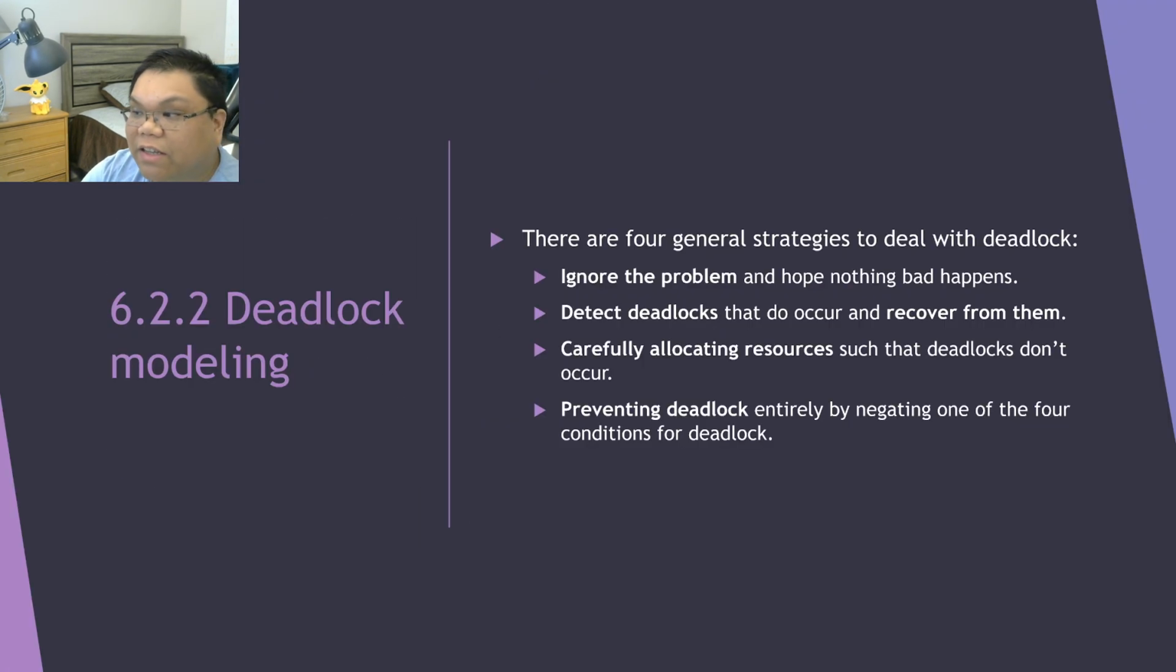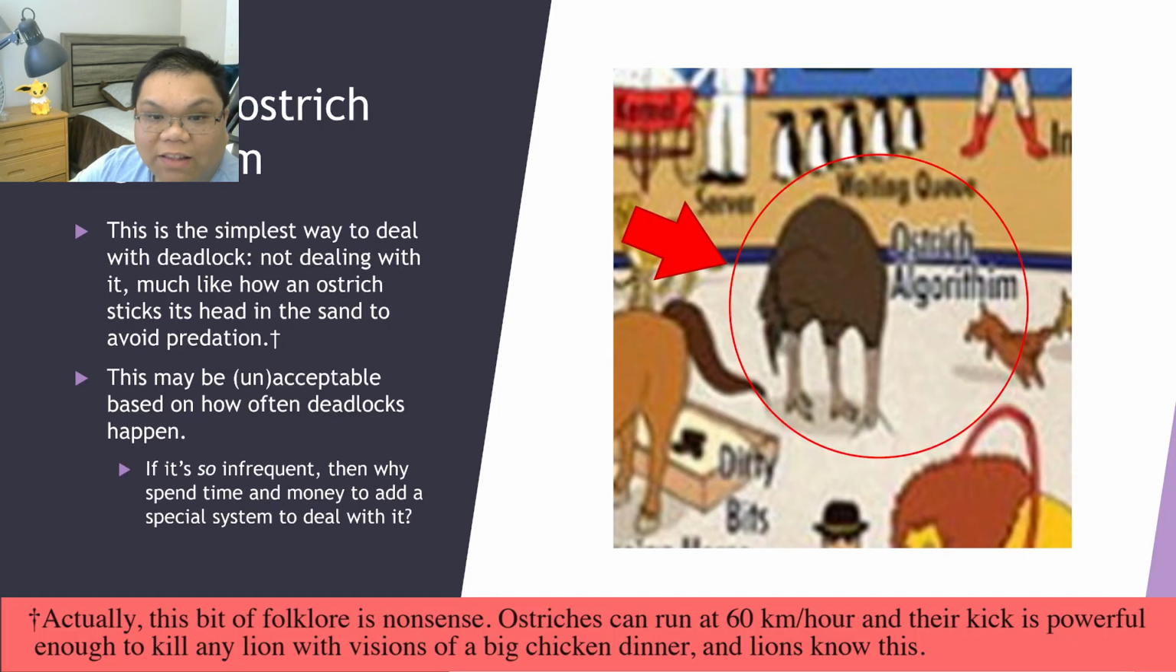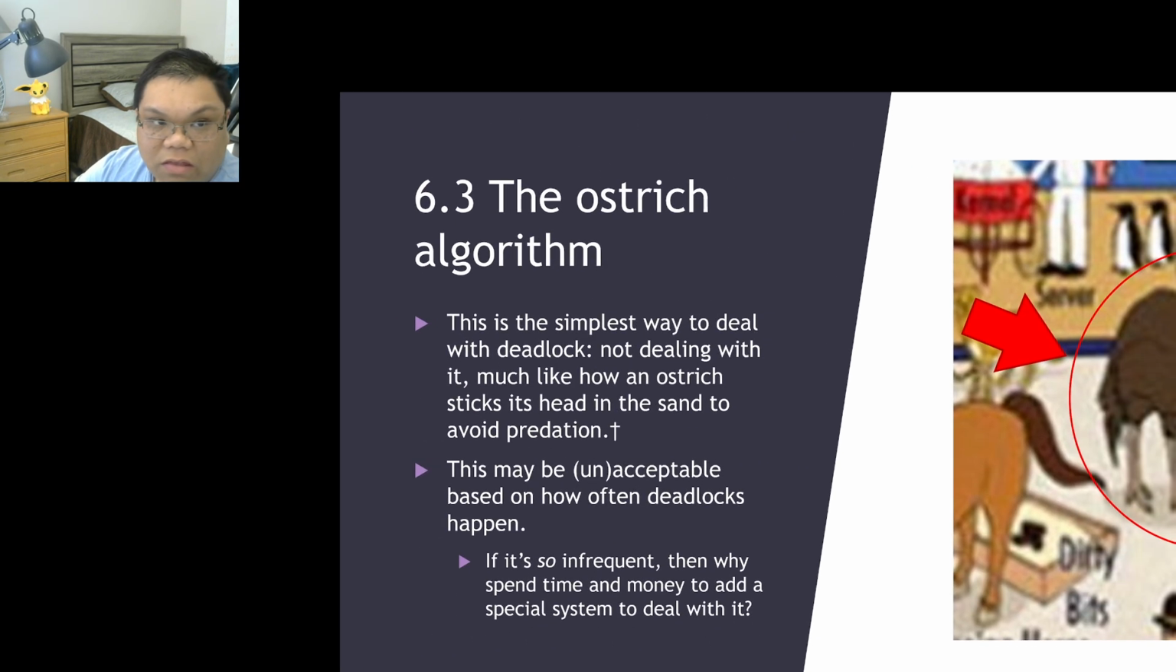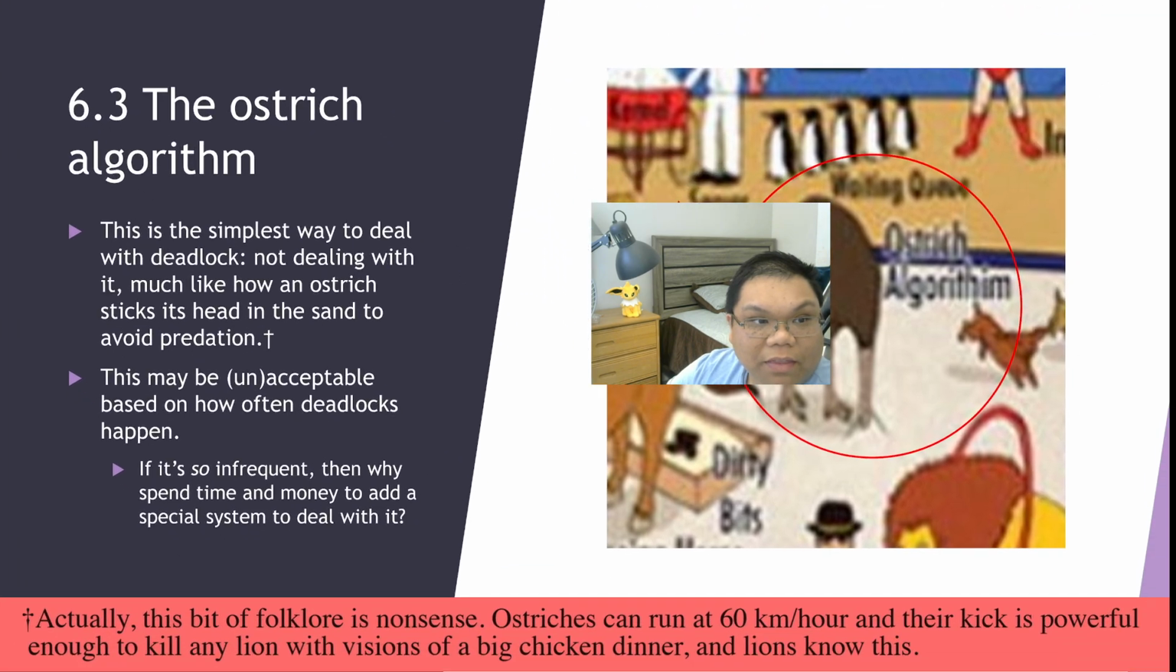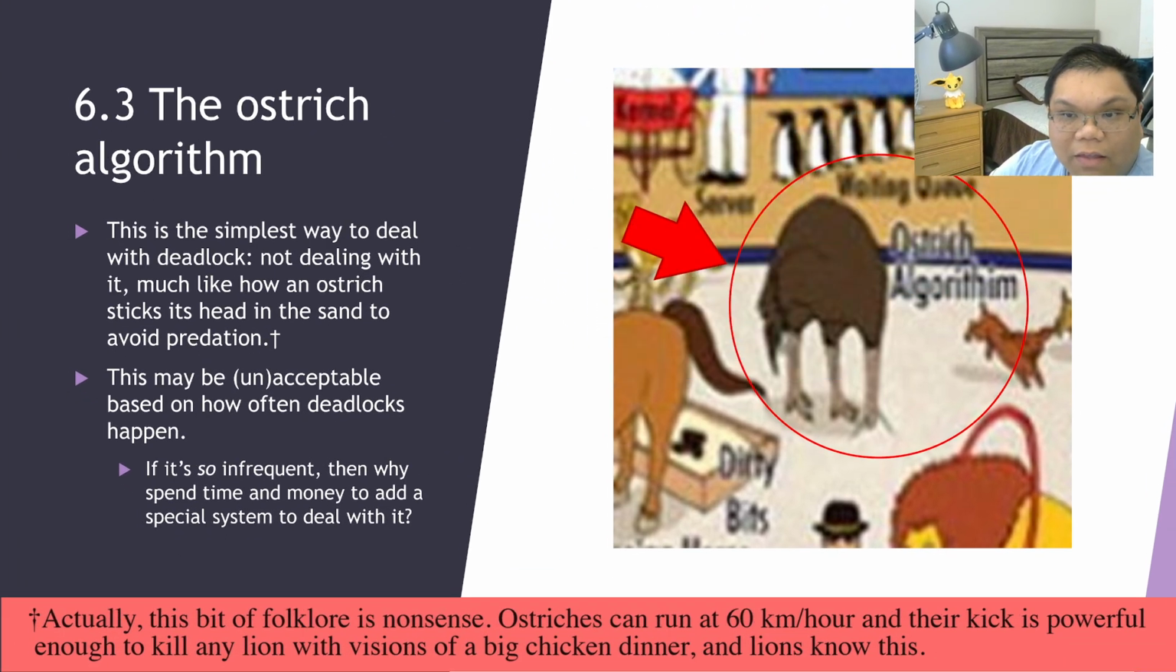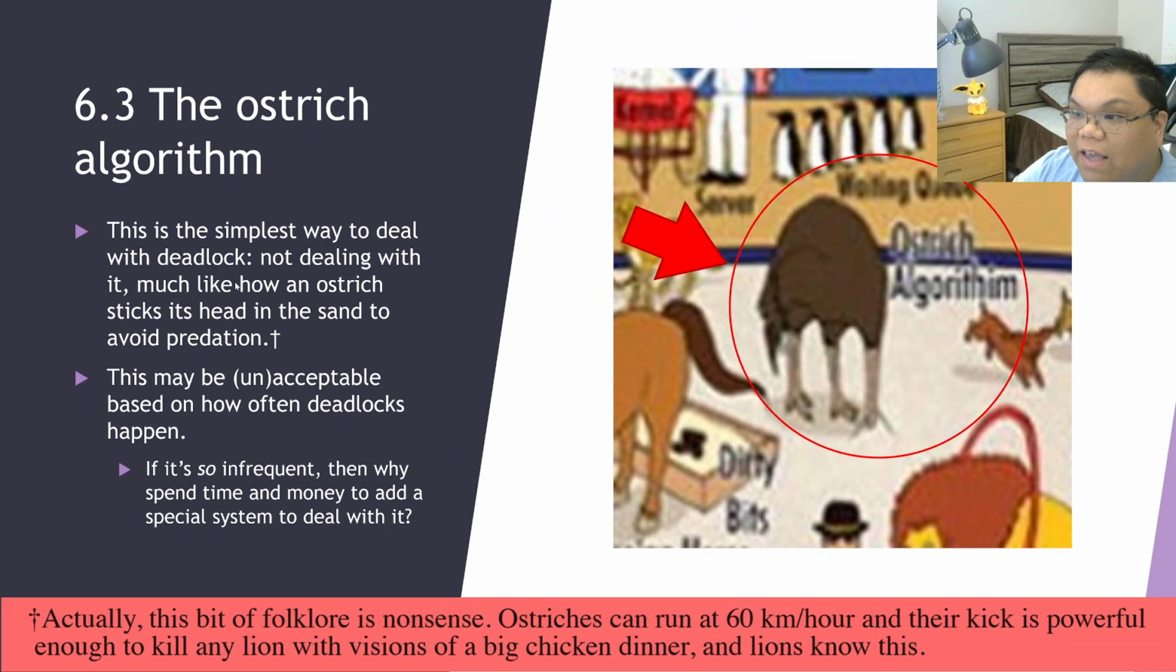Let's look at the first strategy. Ignore the problem. This is called the ostrich algorithm. The ostrich algorithm is the simplest way of dealing with deadlock by simply not dealing with it at all, much like how an ostrich sticks its head in the sand to avoid predation.